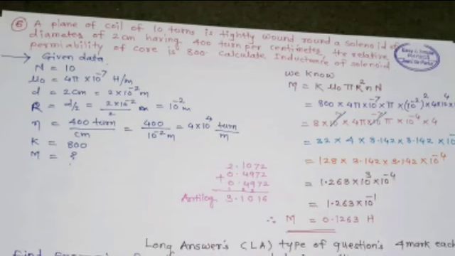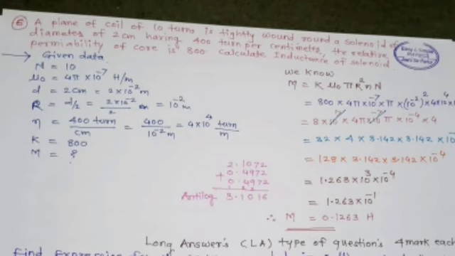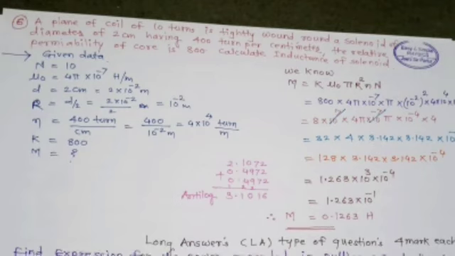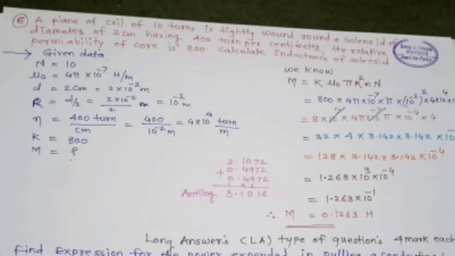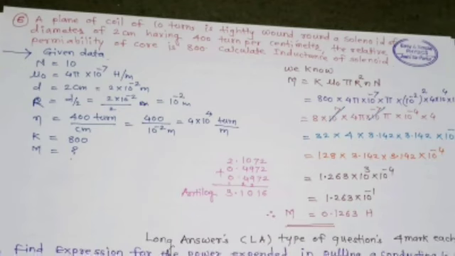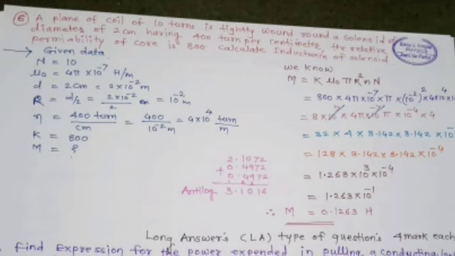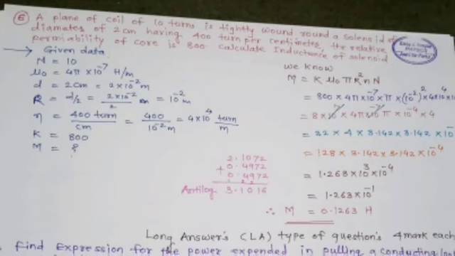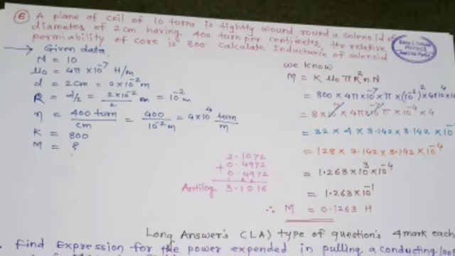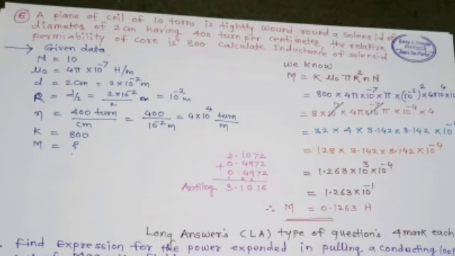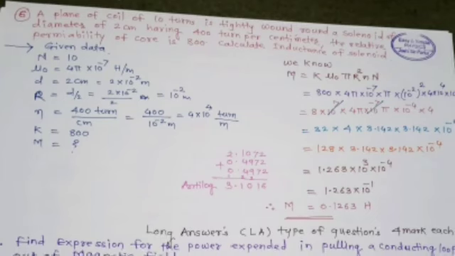Question number 6. A plane coil of 10 turns is tightly wound round a solenoid of diameter 2 cm having 400 turns per centimeter. The relative permeability of the core is 800. Calculate the inductance of the solenoid.